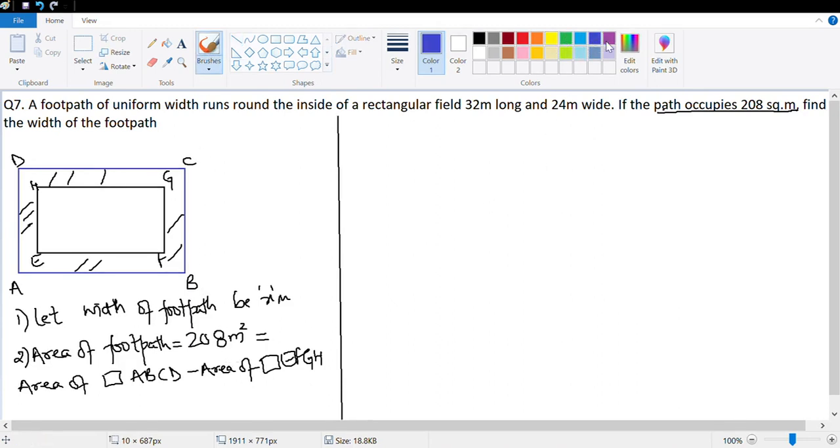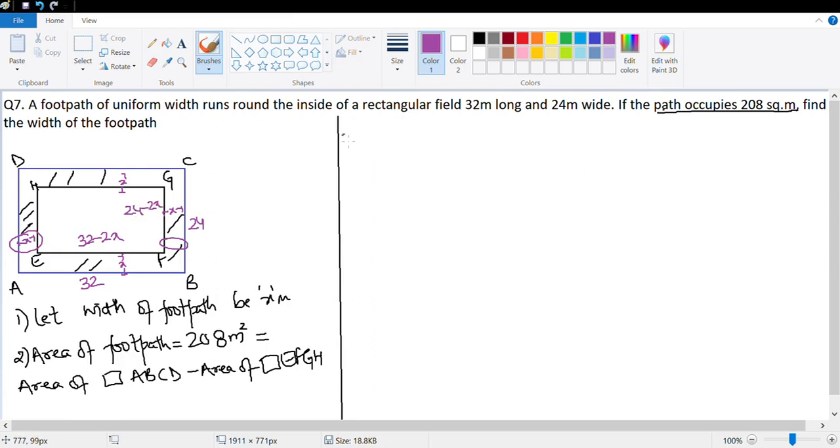So let's figure out what would be the length. So this length is 32 and this is 24. We've taken this width to be X. We've taken this to be X. This also is X, and length from here is also X, which means this is 32 minus 2X. 1x goes from this side, 1x goes from this side. Similarly, this is 24 minus 2x.